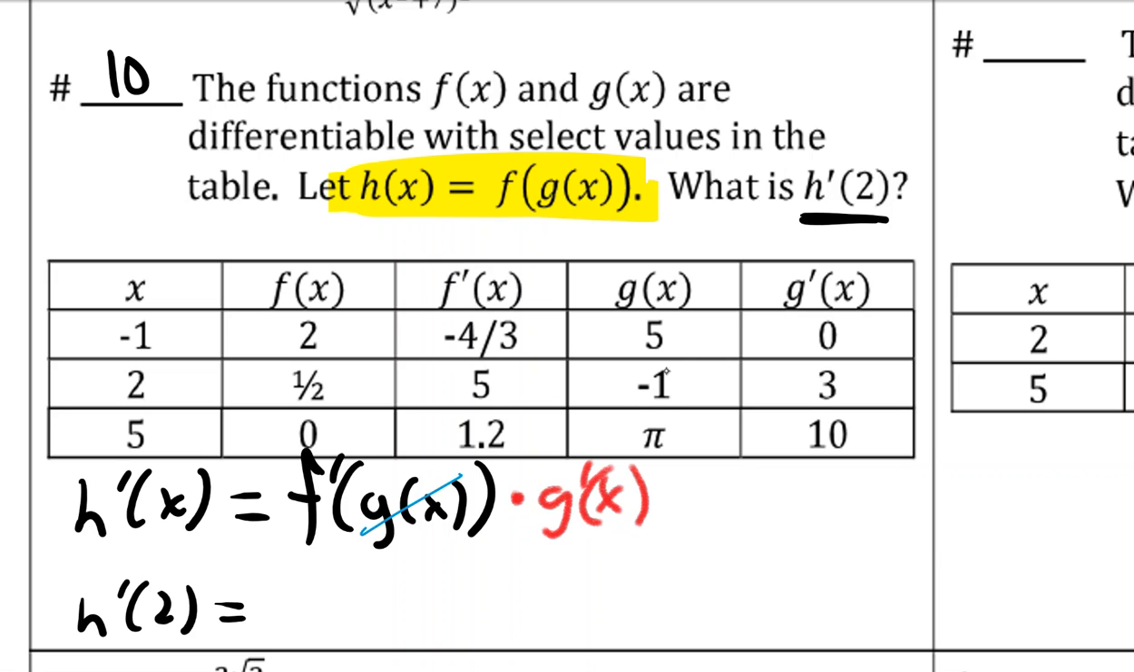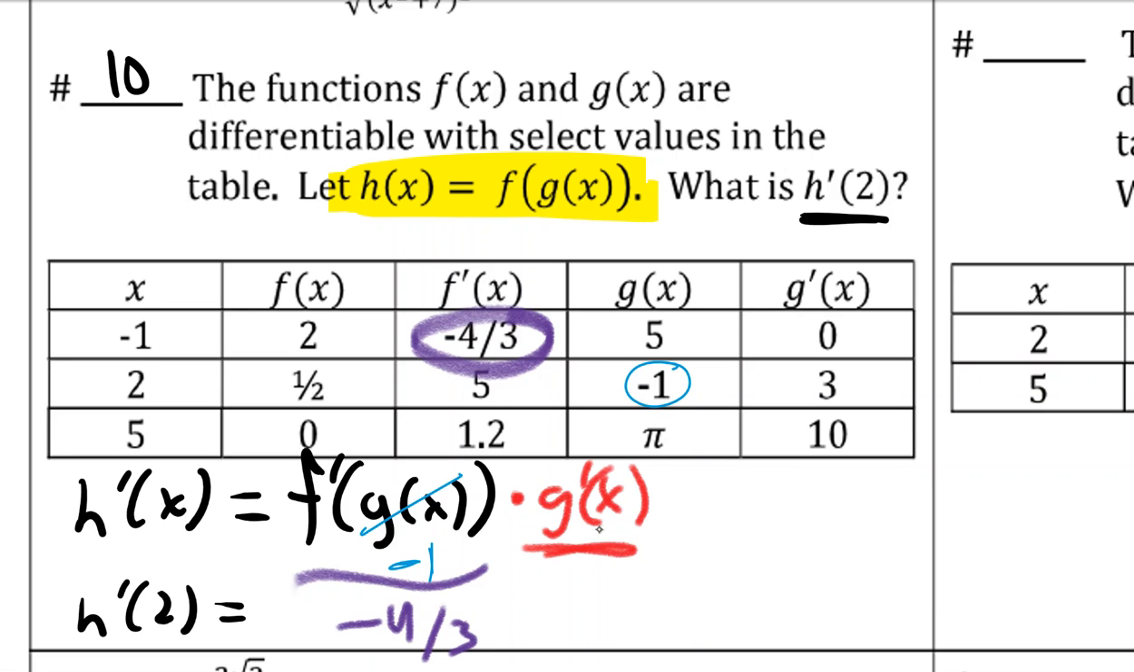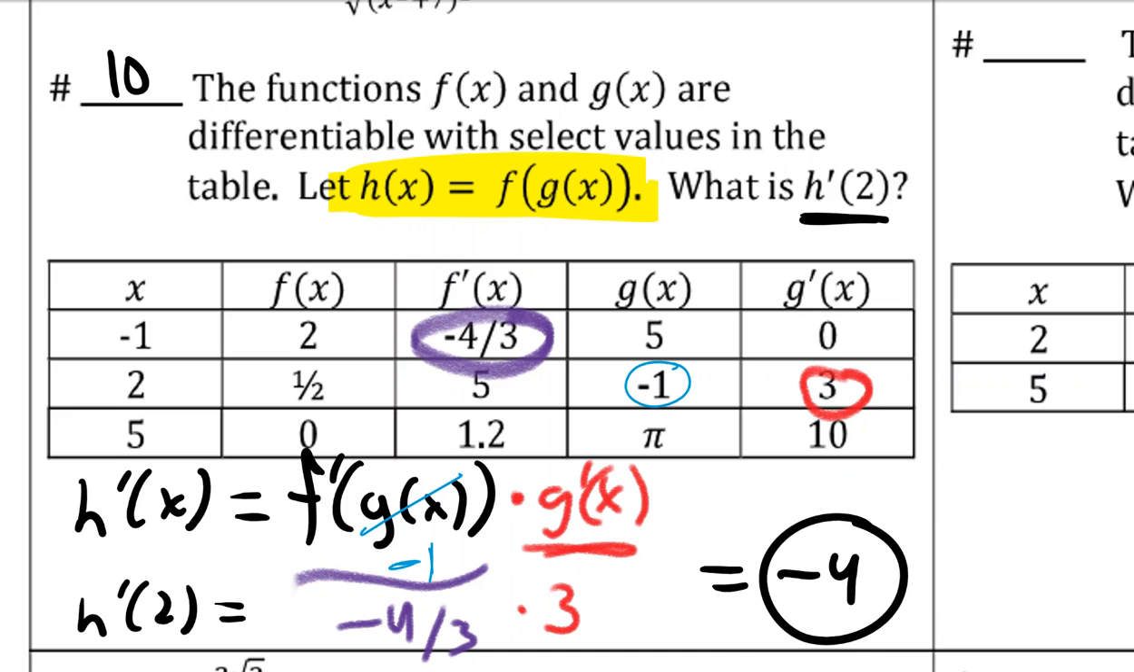G of 2 is -1. And then I need to evaluate f prime of -1. F prime of -1 is -4/3. And then g prime of 2, which is 3. Multiply those together, and you end up with -4.